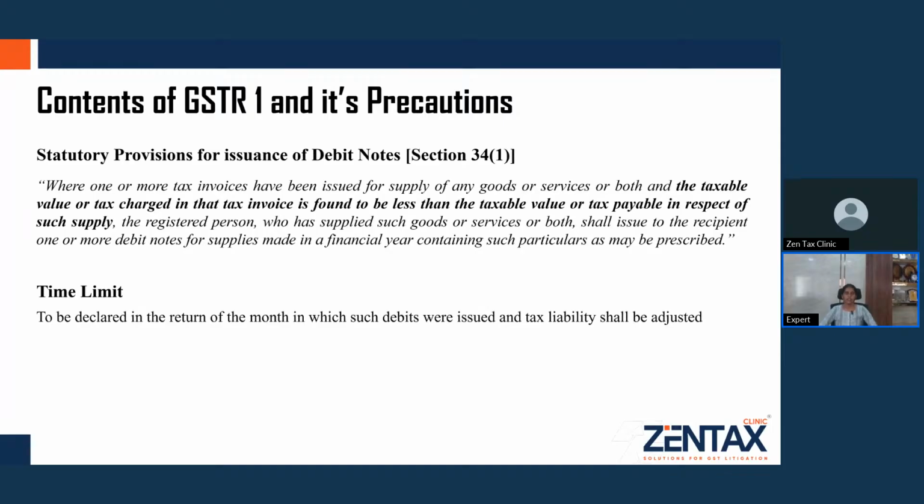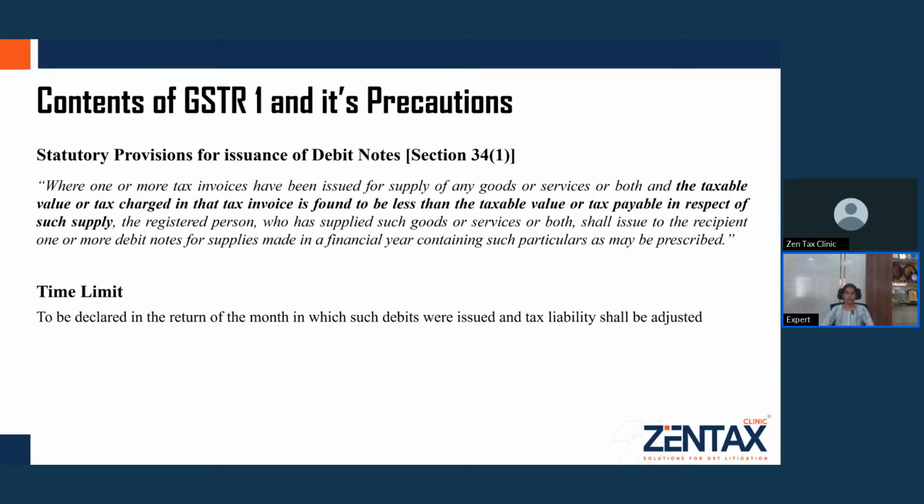And with respect to debit notes, Section 34 subsection 3 provides for the issuance of debit notes, where one or more tax invoices have been issued for supply of any goods or services or both, and the taxable value and the tax charged in that invoice is found to be less than the taxable value or tax payable in respect of such supply, the registered person who has supplied such goods or services or both shall issue to the recipient one or more debit notes for supplies made in the financial year containing such particulars as may be prescribed.